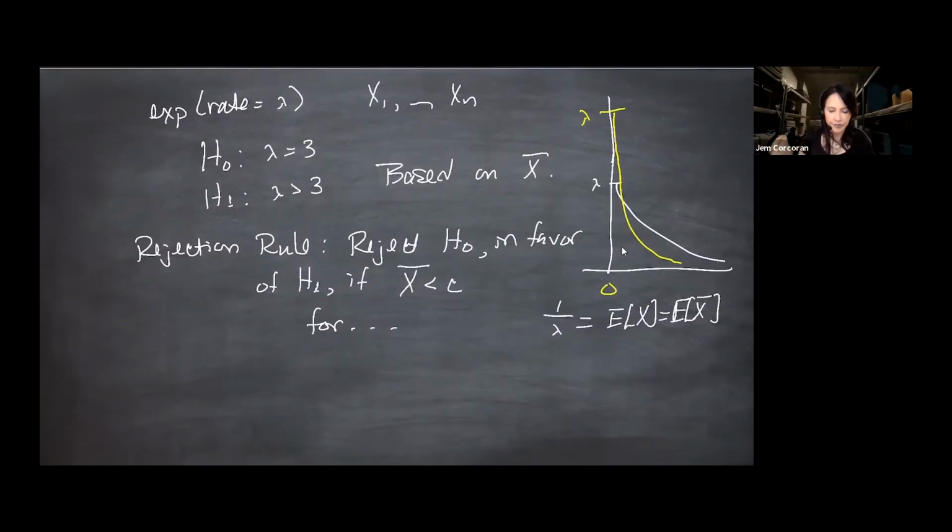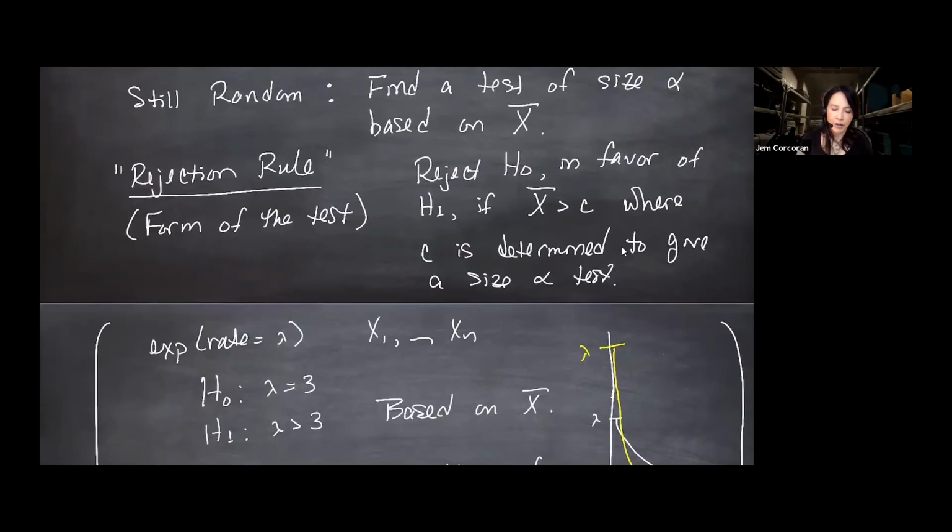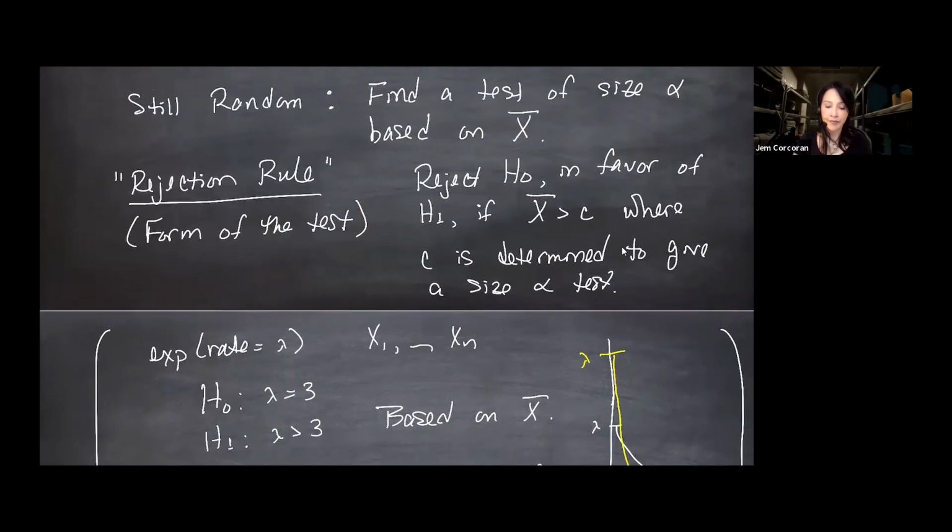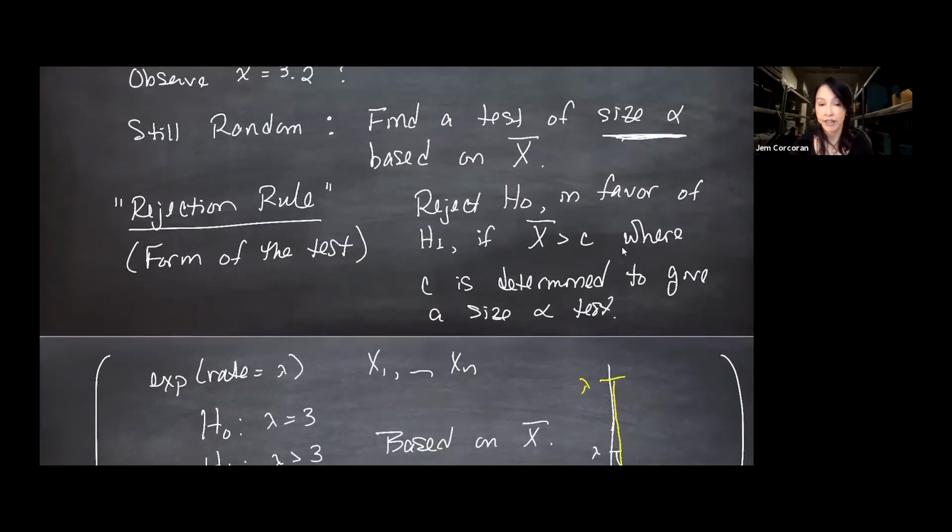All right, so I'm going to leave this exponential example and go back to the normal. I did say that we would reject the null hypothesis in favor of the alternative if X bar is greater than some C where C is to be determined. So let's determine it. Let's find that C. And this is going to depend on a given alpha, which is the size or level of significance of the test. So let's find C. And just to be clear, I'm back to the normal example.